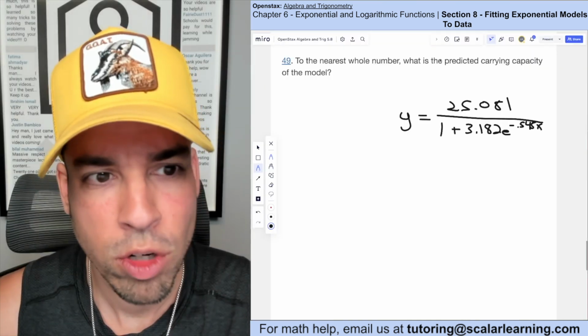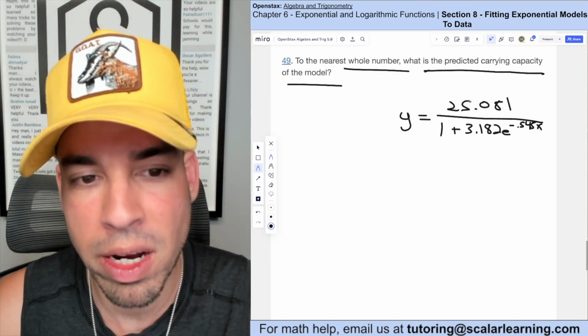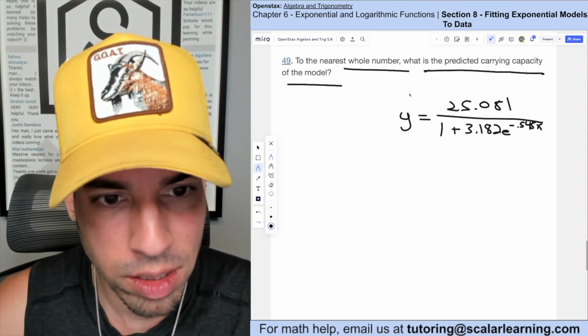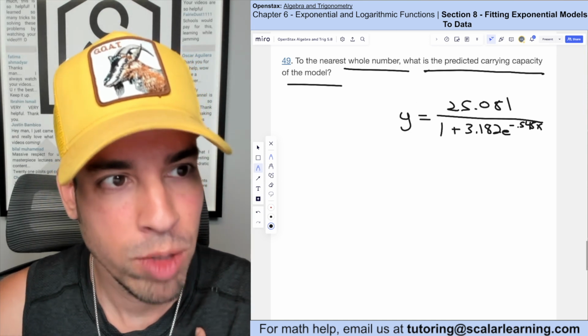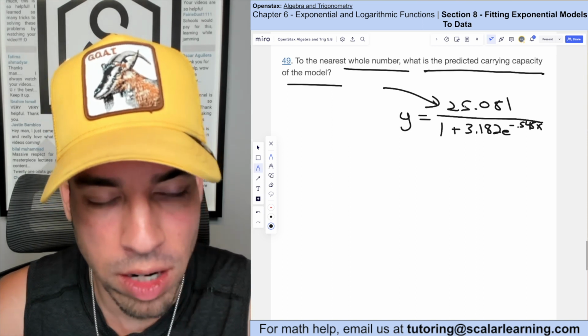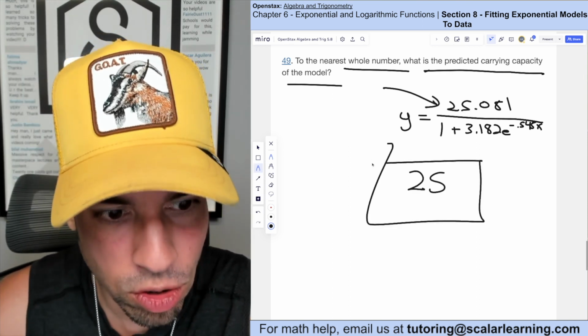Done. So for this question, it's asking for the predicted carrying capacity of the model to the nearest whole number. And I put back the regression logistic function that we got in the previous exercise so you can see. And we used Desmos, by the way, to calculate that. So the carrying capacity is this numerator, and this rounded to the nearest whole number is 25. So that's the answer. Done.